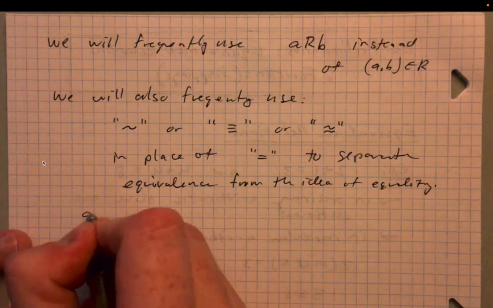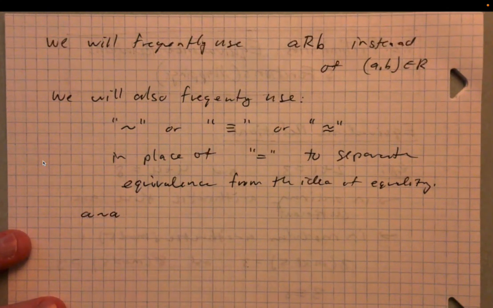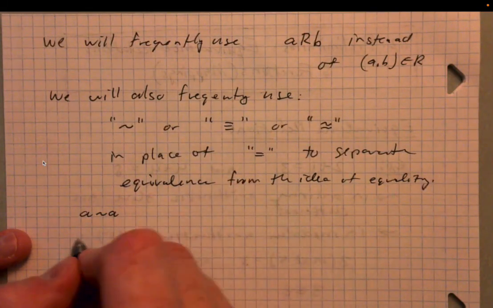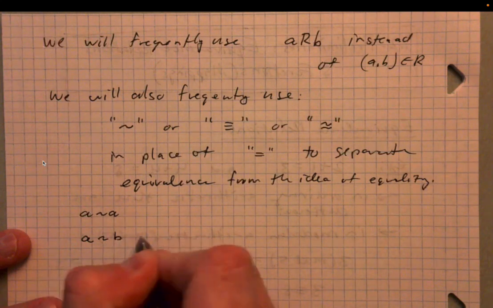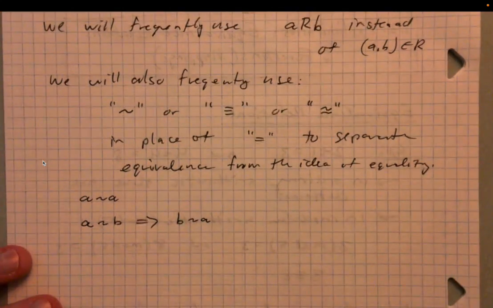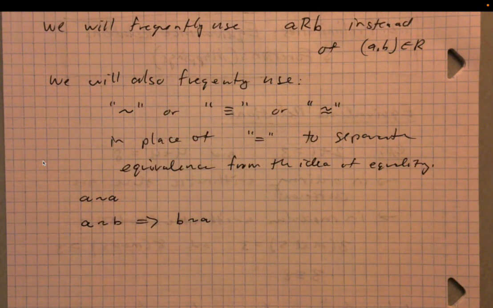Right, so we'll frequently see things like this, right? Or A equivalent to B implies B equivalent to A, okay, etc. That kind of stuff. Okay, so that's kind of the rough idea of what we mean by an equivalence relation.